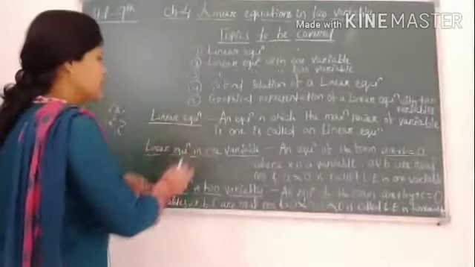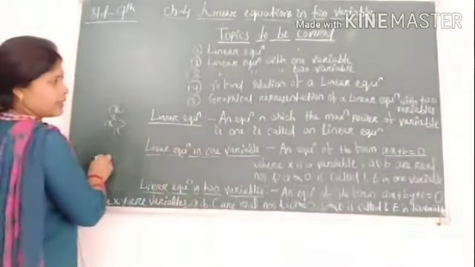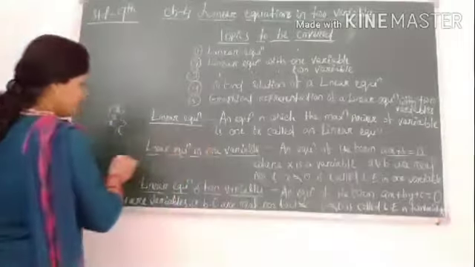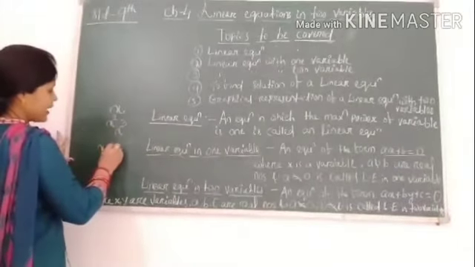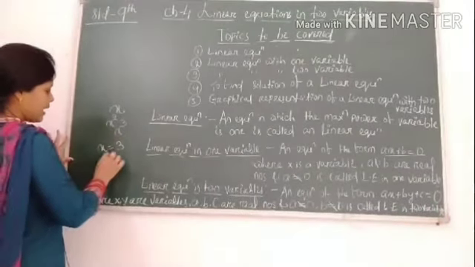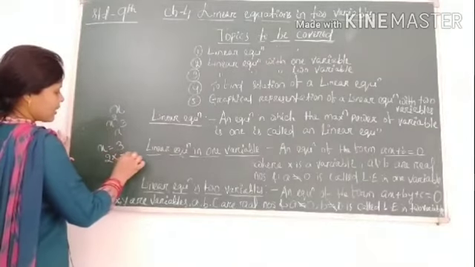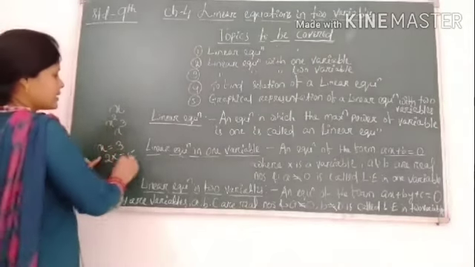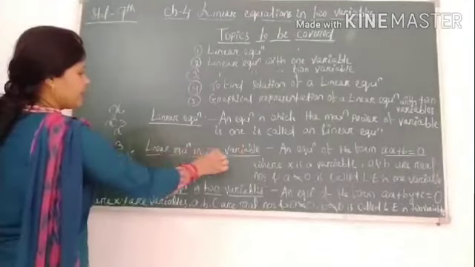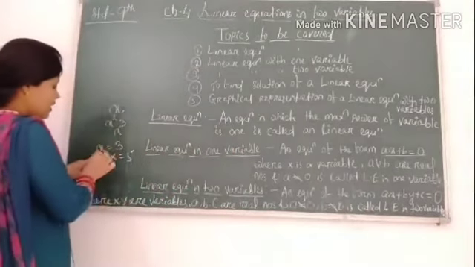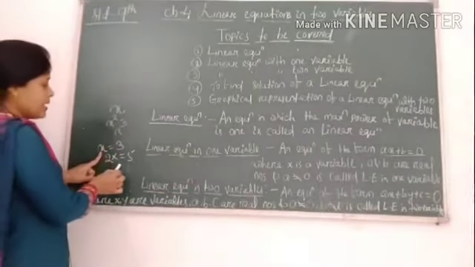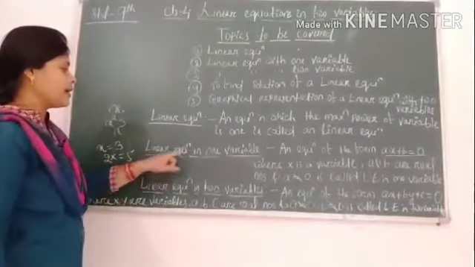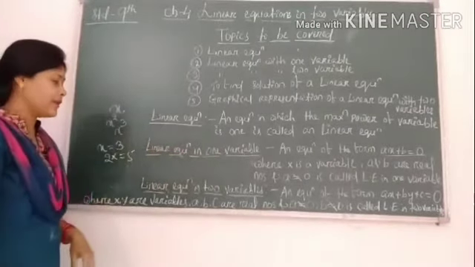Then suppose I will write one example. Suppose you write x is equal to 3 and 2x is equal to 5. These are examples of linear equation in one variable. See here, only one variable is present. That means this is an example of linear equation in one variable.